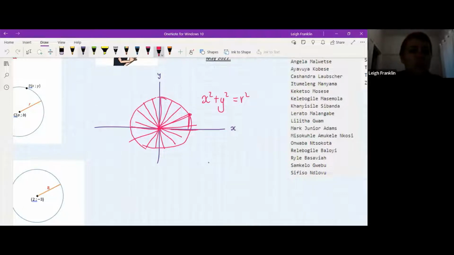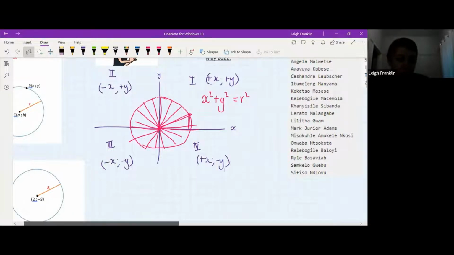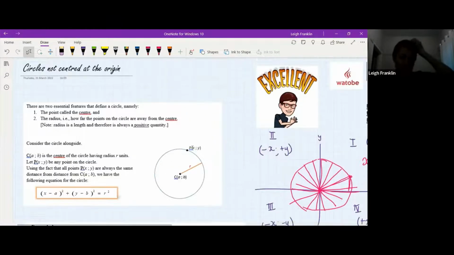Before we get started, I just wanted to remind you again that this is quadrant number 1. In quadrant number 1, our x coordinates are positive and so are our y coordinates. This is quadrant number 2, and here x is negative and y is positive. This is quadrant number 3, and here both x and y are negative. And this is quadrant number 4, and here x is positive, but y is negative. It's important that we know which are the quadrants and what the signs of our coordinates are in those quadrants. Okay, let's go back and have a look at this.